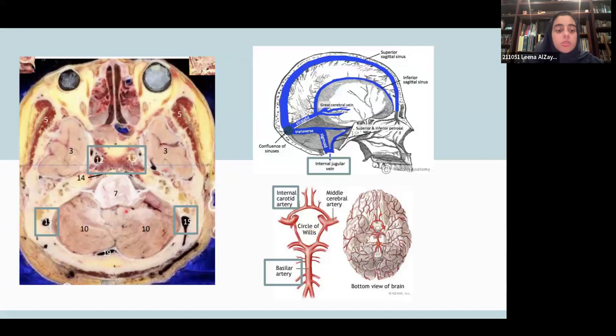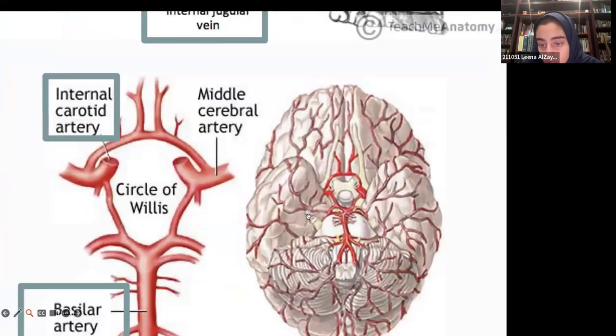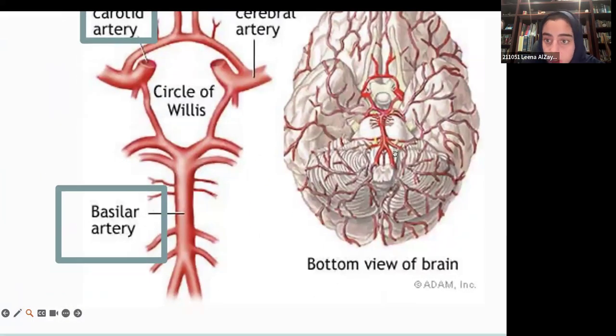Oh, and then something else we said, 14 over here is the basilar artery. Number 7, this is the pons, these two circular things, and in the middle we have the basilar groove, and this is the basilar artery, and this is also the basilar artery. These are the pons, and this is the basilar artery.